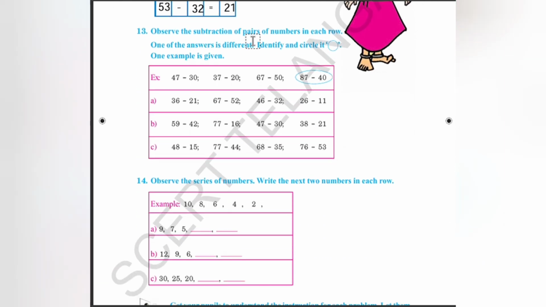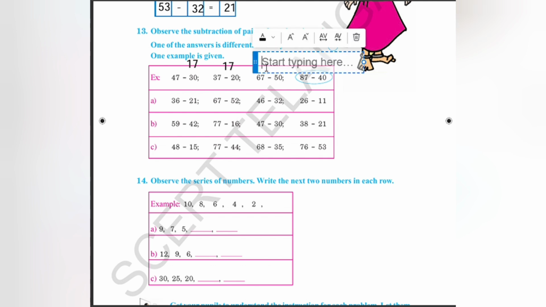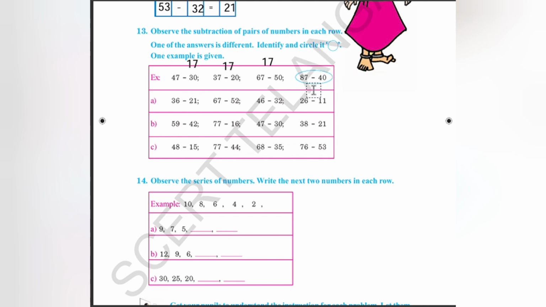Observe the subtraction of pairs of numbers in each row. One of the answers is different. Identify and circle it. One example is given here. So in the example, 47 minus 30 is 17, 37 minus 20 is 17, and 67 minus 50 is 17, except 87 minus 40, which is 47.